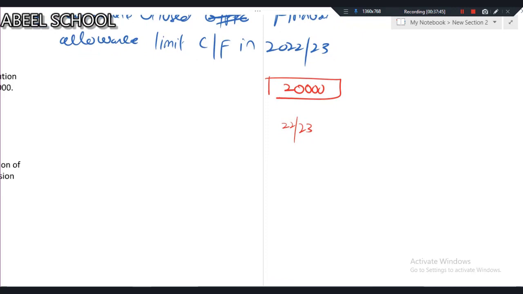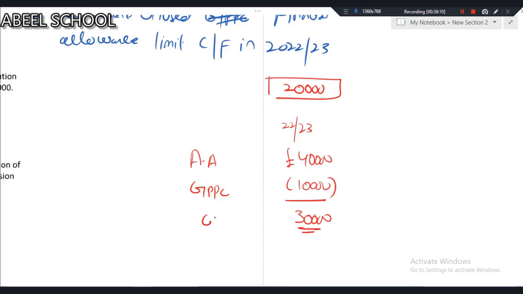Now let's say the annual allowance limit is 40,000 pound. Assuming previously there's no unused limit, gross PPC is just 10,000. There's no other contribution by employer or employee. There's nothing else. So unused limit is 30,000. This unused limit is carried forward.